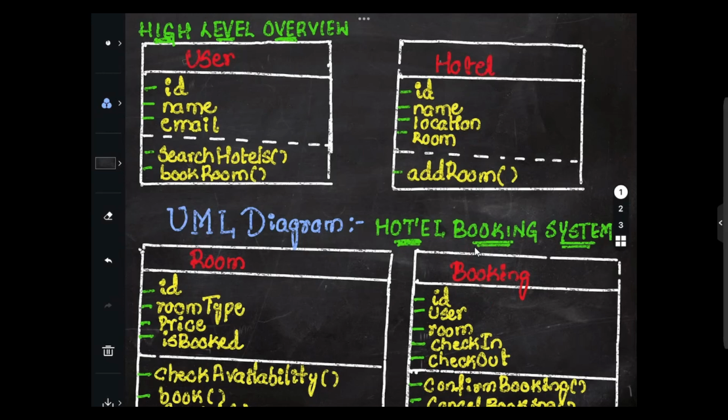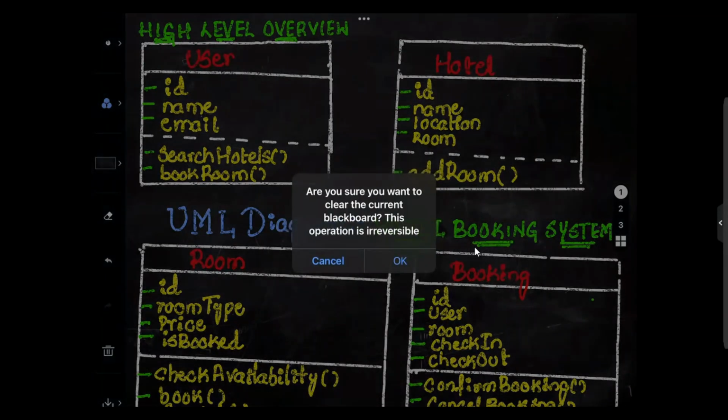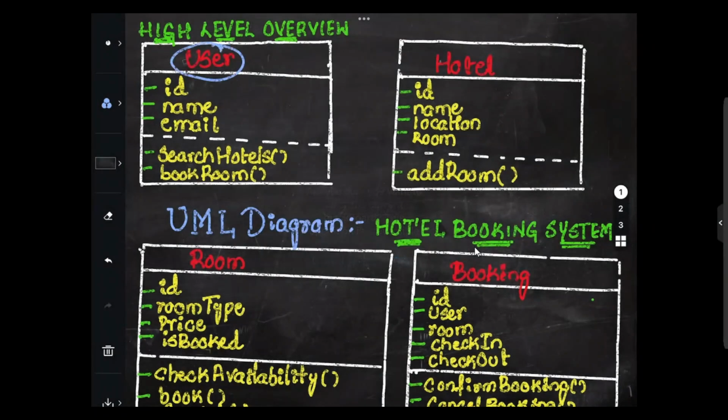First, this is just the high level overview. We have four core classes here: user, hotel, room and booking. Just keep this in mind. We will be making use of user, hotel, room as well as booking.